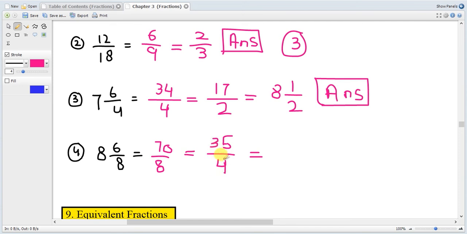8 times 4 is, start counting times table of 4 up till 35 or less than close to 35. So 8 times 4 is 32. The remainder we are left with is 3, because 35 take away 32 is 3, and the divisor is 4. So 8 whole 3 over 4 is our final answer.